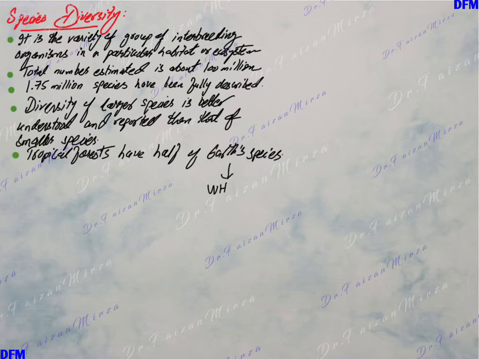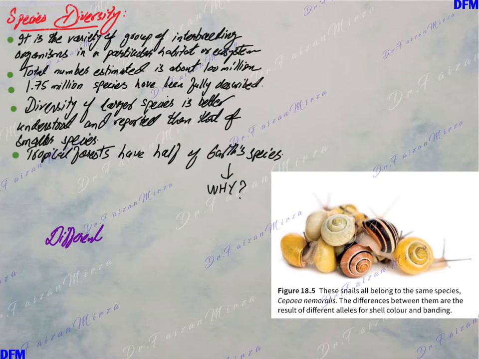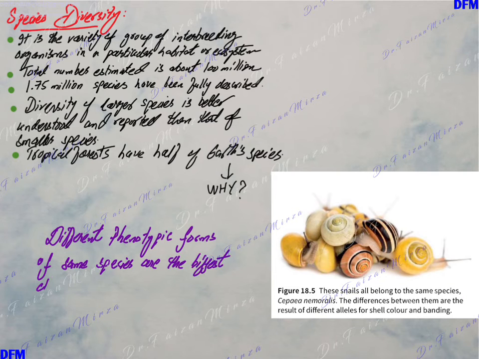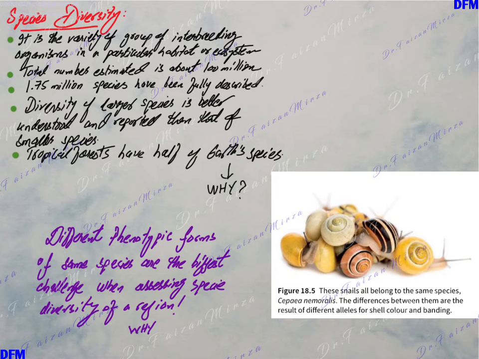Tropical forests have half of the Earth's species. Why? Again, for the same reason, because they have a warmer temperature and they have nutrient cycling, with a lot of nutrients being available and recycled constantly, a lot of places to hide and camouflage, and a lot of variation within the species as well. Different phenotypic forms of the same species are a concern when we are accounting for species diversity, because by mistake you may end up counting all these snails as being different species, whereas they are not different species. They are all different phenotypic forms of the same species.